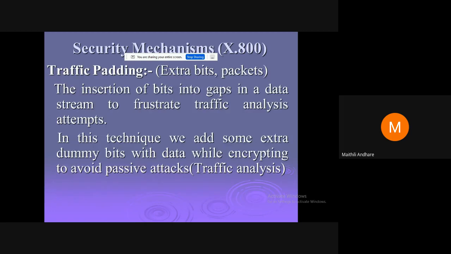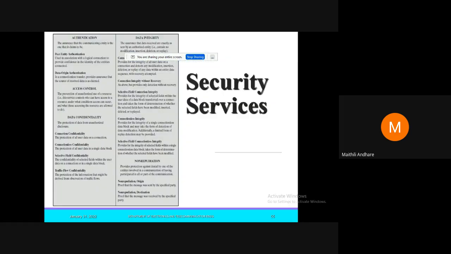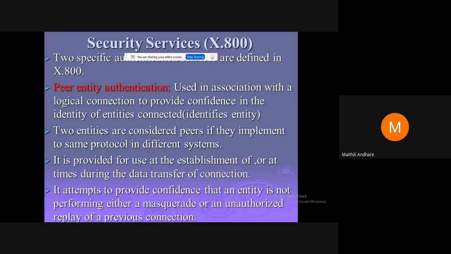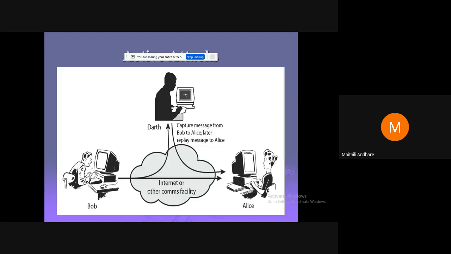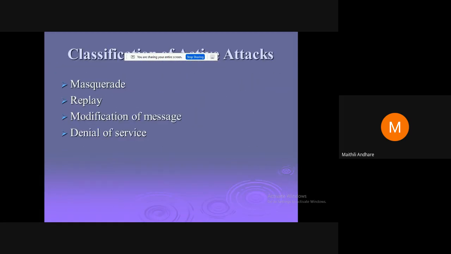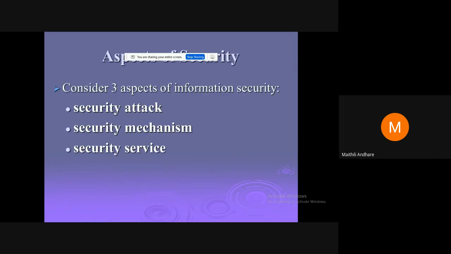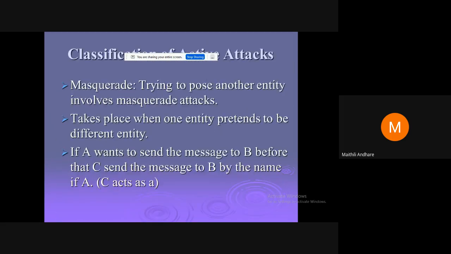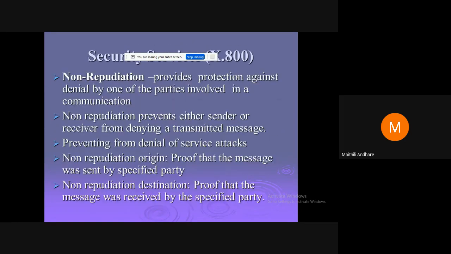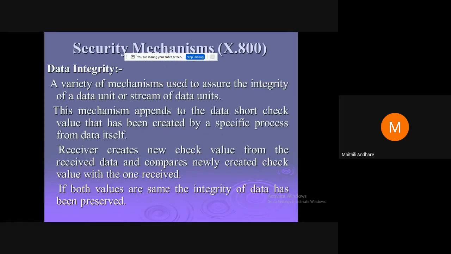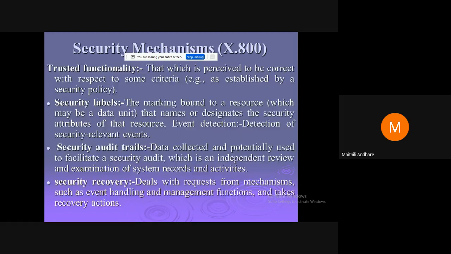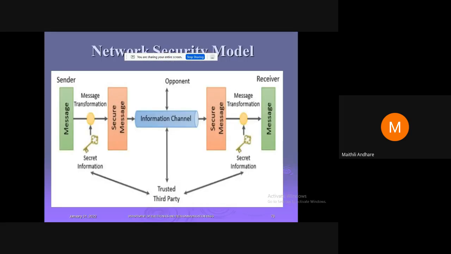As far as this standard security OSI model is concerned, the three parts we have seen, and all three parts we have covered: security attack, security mechanism, and security services. We can say three aspects of information security. These are very important topics from unit number 1, and unit number 1 is very small, so these are the only important topics whatever we have covered.